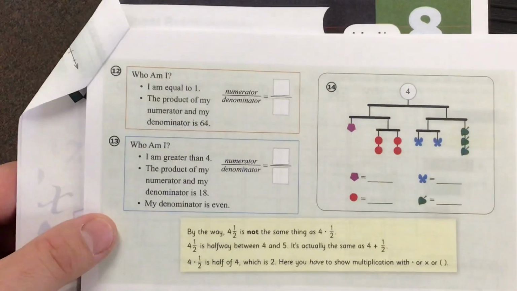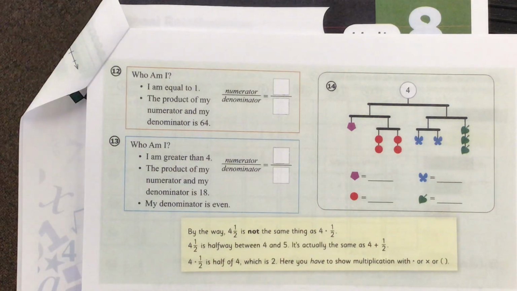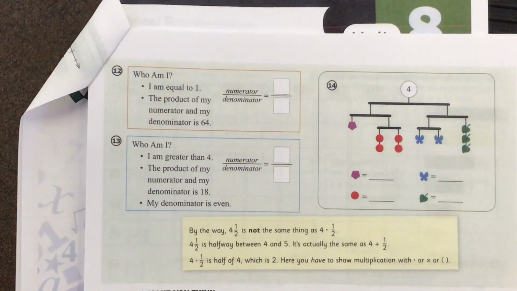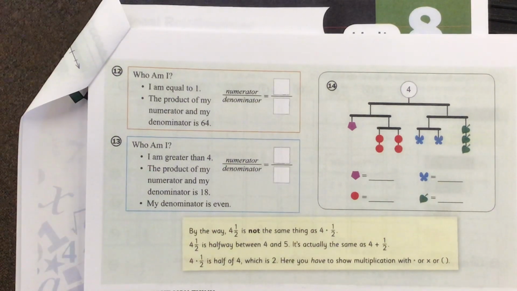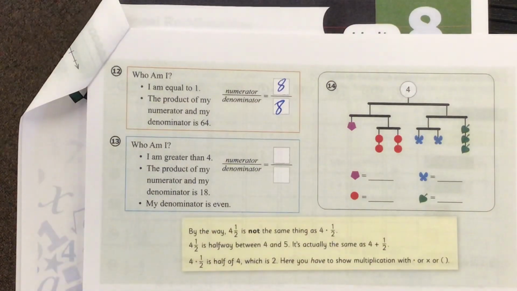Question 12. So we've done these who am I before. Now we have some fractions. Simply means numerator on top, denominator on the bottom. So I'm equal to 1. That means they got to be the same. The product is 64 between those two numbers. So the same number, that multiplies to give you 64. Thank you. 8/8 is correct. That's what I was about to say.